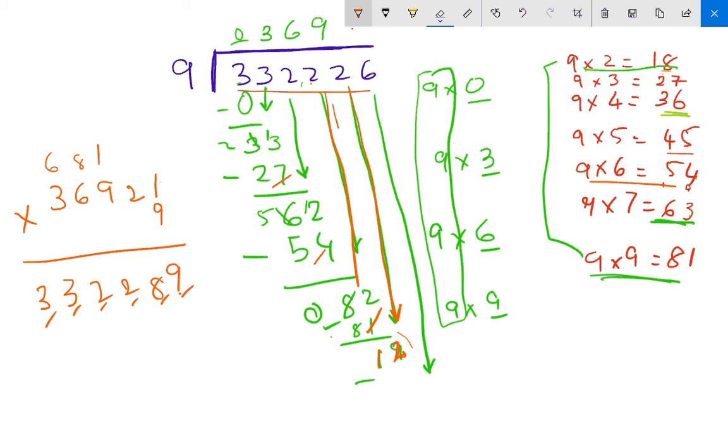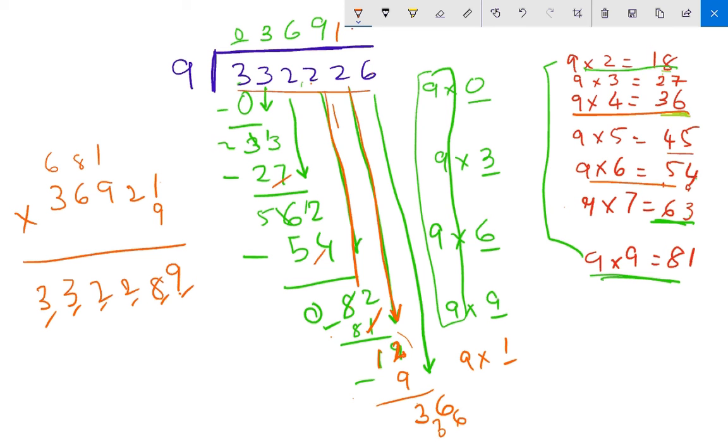Now, 12, how close to 12 can I get using the multiples of 9? I still know that it's 9. And I do 9 times by 1, which gives me 9, so 12 minus 9 is 3. And then I bring the 6 down next to it, and the closest I can get to 36 is 36.